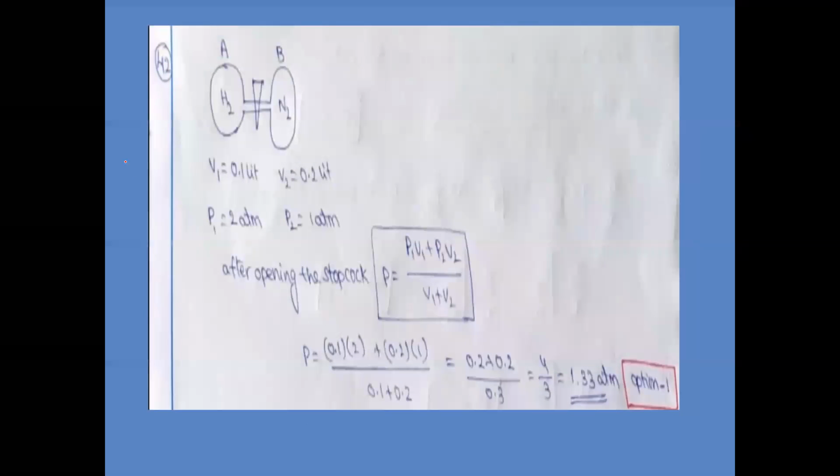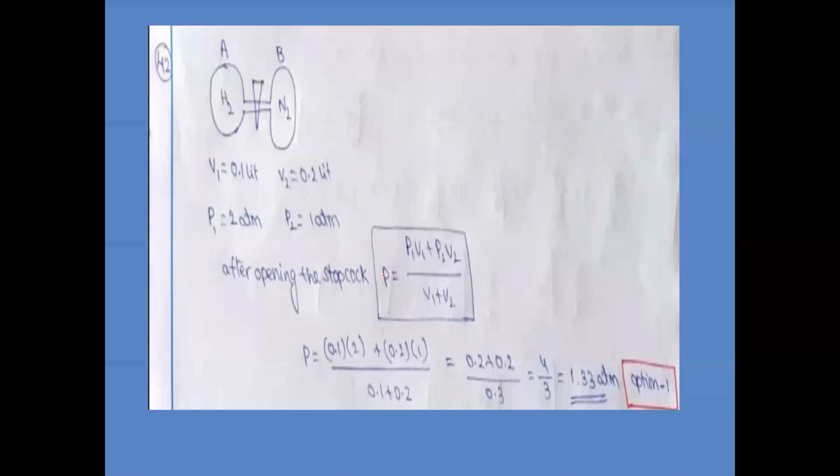Now see here. The two bulbs have volumes V1 and V2, and P1, P2 are given to you. Whenever you connect, initially it is P1, V1 for this and P2, V2 for that. After mixing, what happens? Total volume after mixing is V1 plus V2, and P total we have to get. So what is the formula here? P total into V total is equal to P1 V1 plus P2 V2 actually.